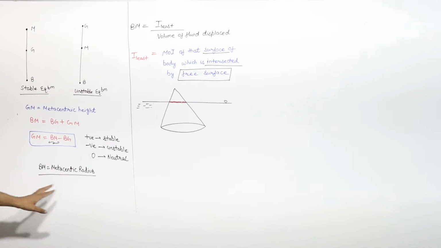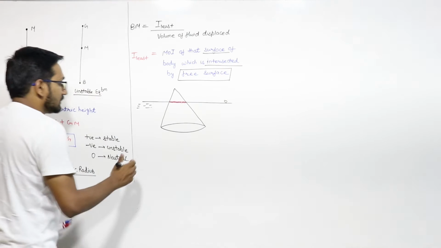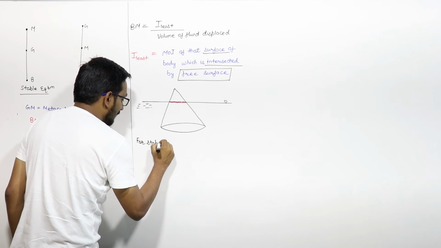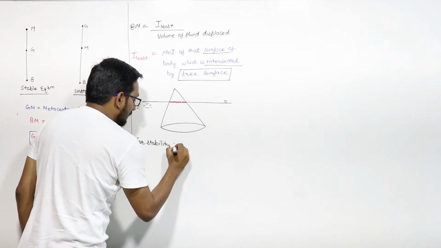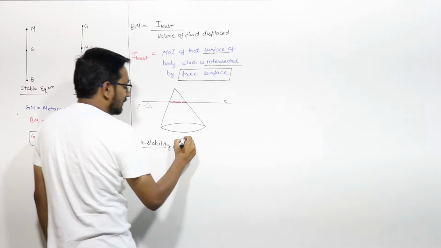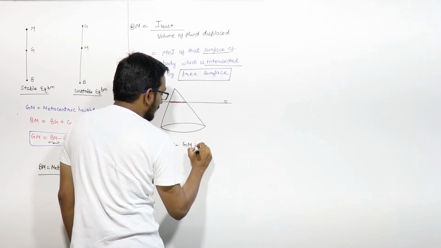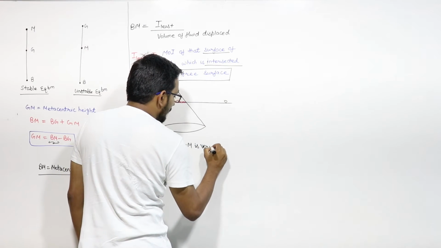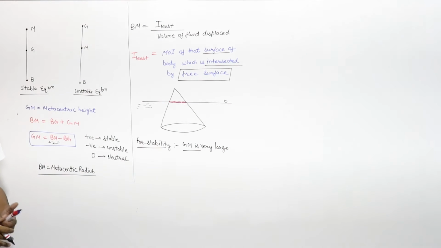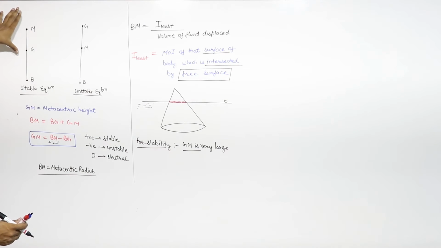Also I can say that for stability, if you want the body which is submerged in the fluid to be stable, then we prefer that the metacentric height is very large. If the metacentric height GM is large, then in that case the body will be more stable.